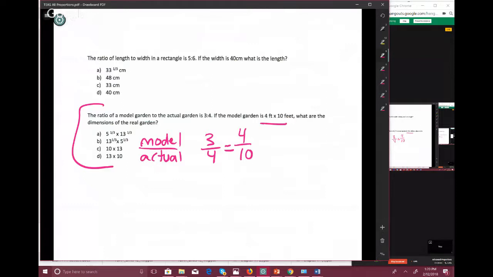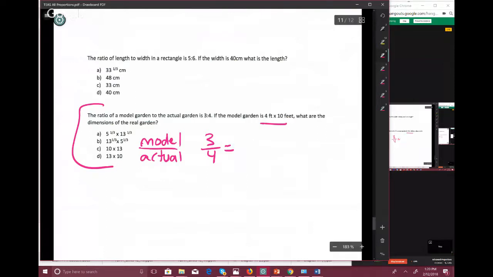If you ever wondered if it would work without an X, you would now look at it and go, oh crap, that doesn't work. Because what'll happen is you'll multiply 3 times 10 and that's 30. You'll multiply 4 times 4 and you have an incorrect statement that says 30 equals 16. 30 doesn't equal 16, so that can't be the way that works. So you have to have an X for a proportion to work.